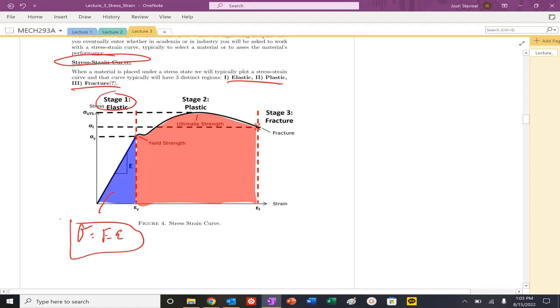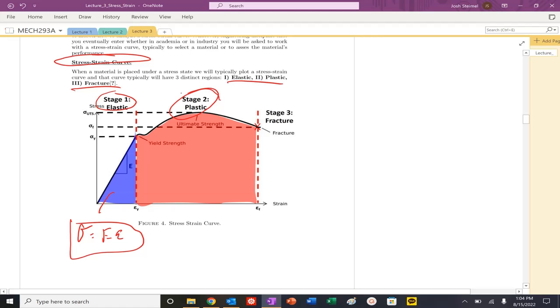Elastic deformation means that atomistically you are pulling on the bonds, but you're not breaking the bonds. There are dislocations in your material, as we discussed in lecture 2, and defects, but you are not initiating any dislocation or defect motion. So you're just pulling on the bonds. Additionally, when you release the load in this region, the material will pop back into place. So there's no permanent plastic deformation.